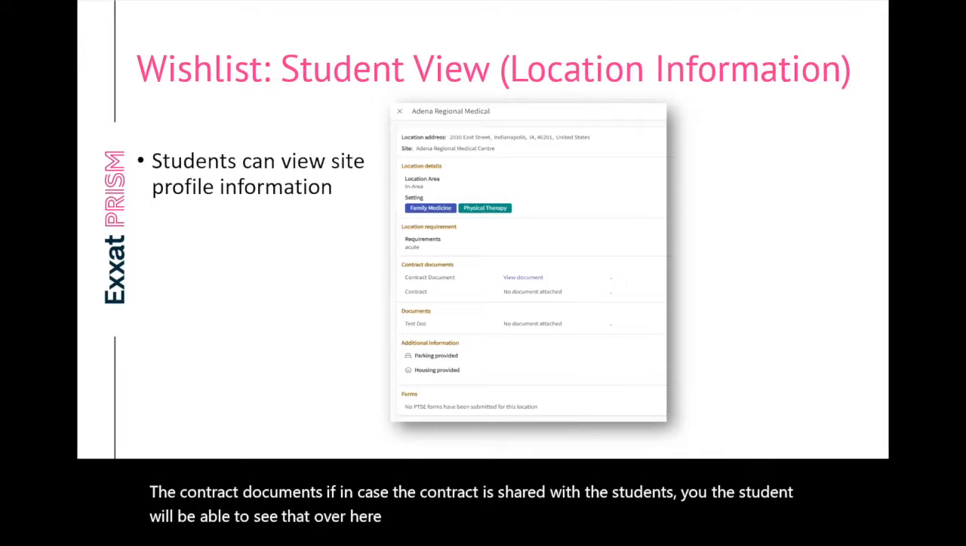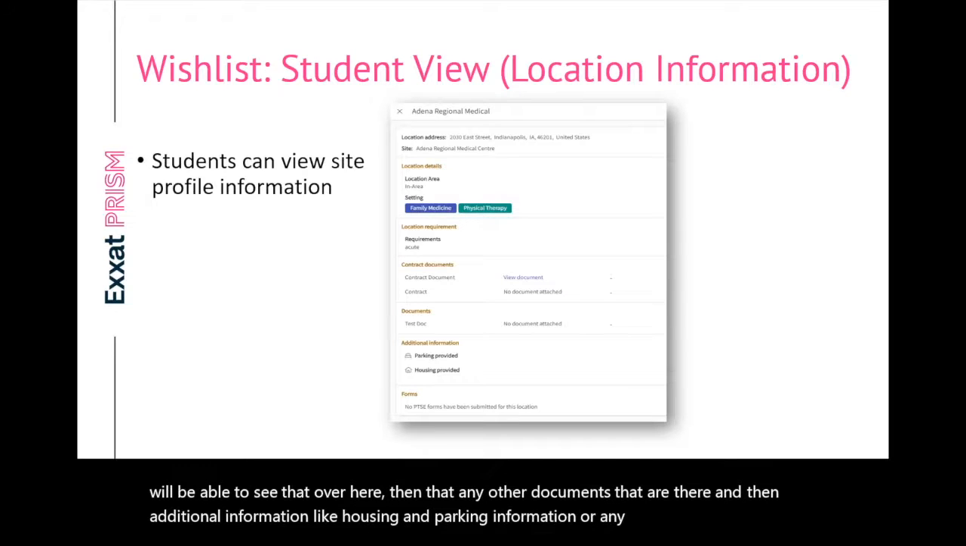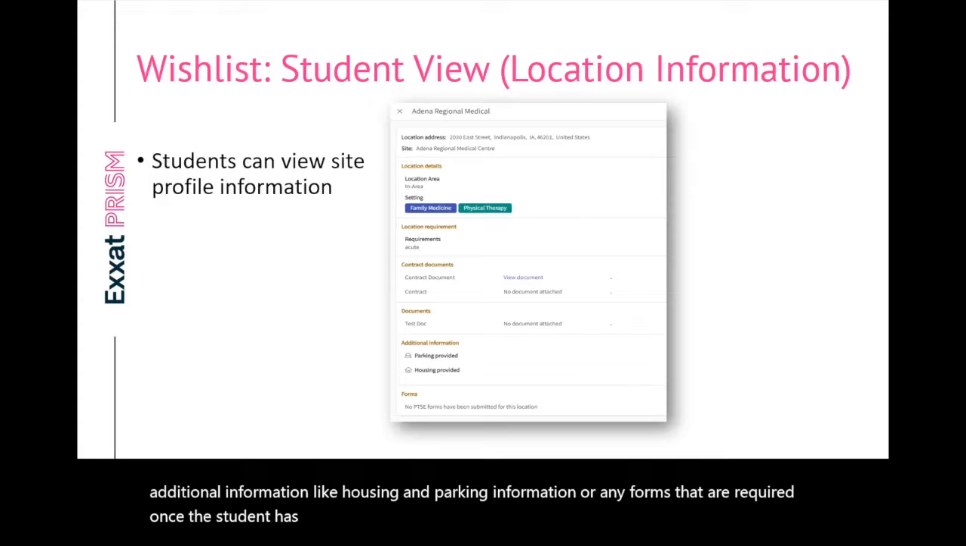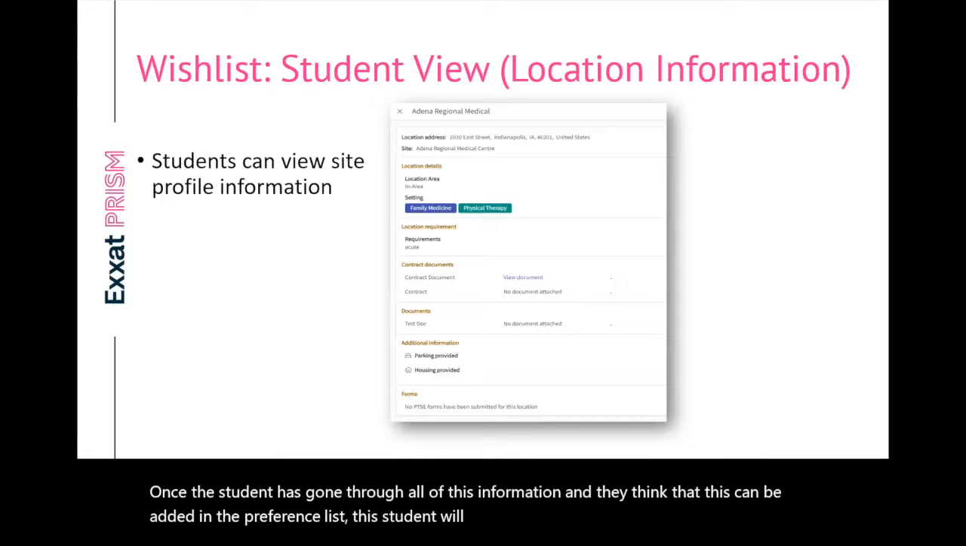Then any other documents that are there, and then additional information like housing and parking information or any forms that are required. Once the student has gone through all of this information and they think that this can be added in the preference list, this student will be able to just close this drawer and add that in their preferences.